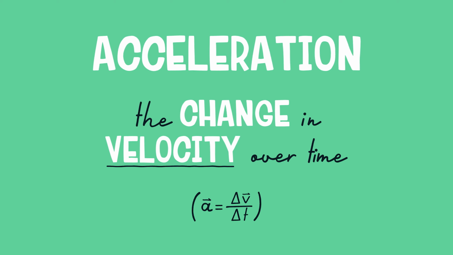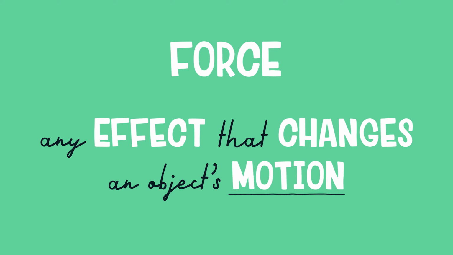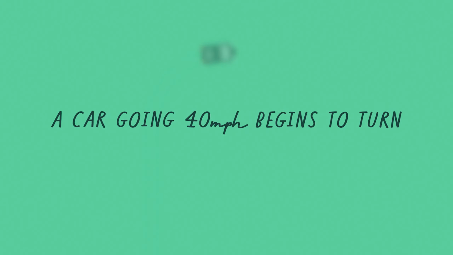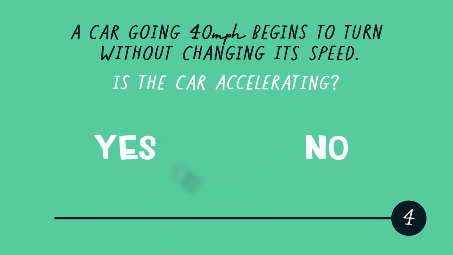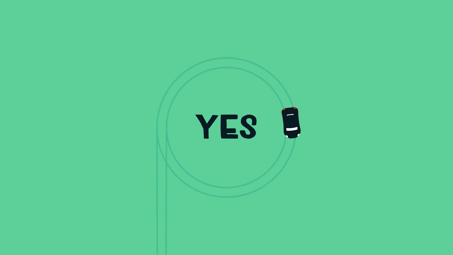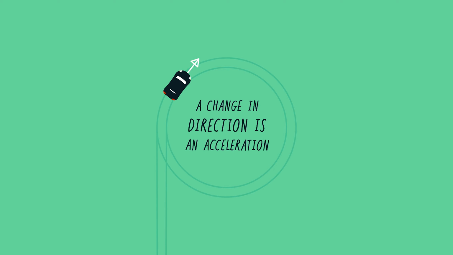Galileo then said that acceleration is the change in velocity over time. Lastly, a force is any effect that changes an object's motion. Quick experiment. Imagine that a car traveling at 40 miles per hour begins to turn without changing its speed. Is the car accelerating? Yes, it is. Since velocity depends on speed and direction, a change in direction is still considered an acceleration, even if the speed doesn't change.